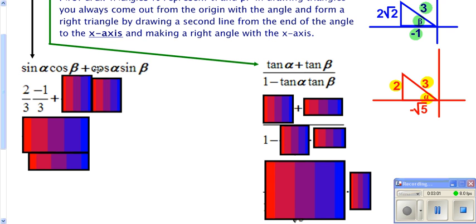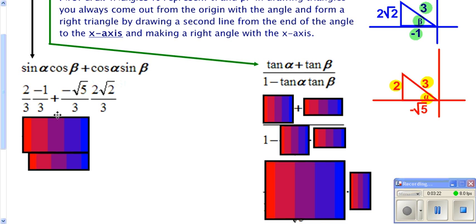Then I need to do the cosine of alpha, so I go to my alpha. Cosine would be adjacent, negative root 5, over my hypotenuse, times the sine of beta. So I go to my beta. Sine is the opposite, 2 root 2, over my hypotenuse of 3.